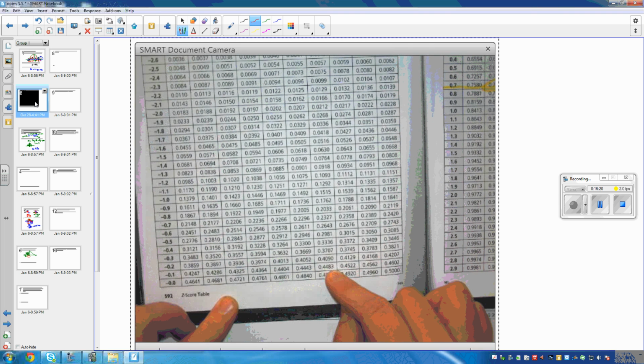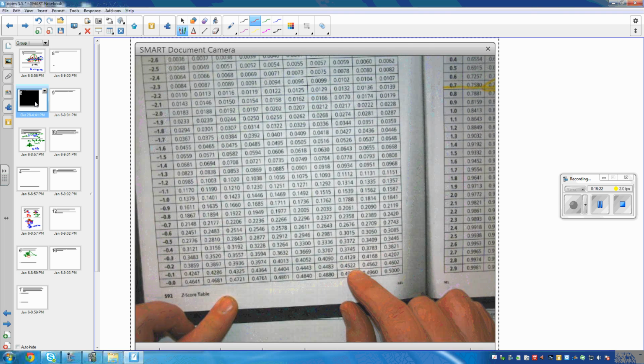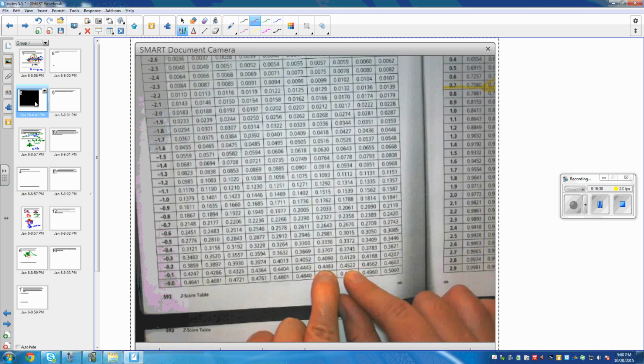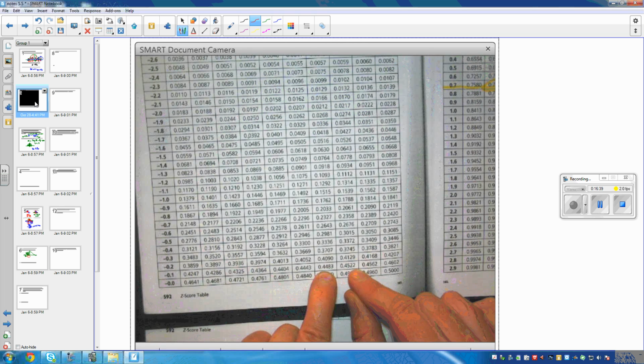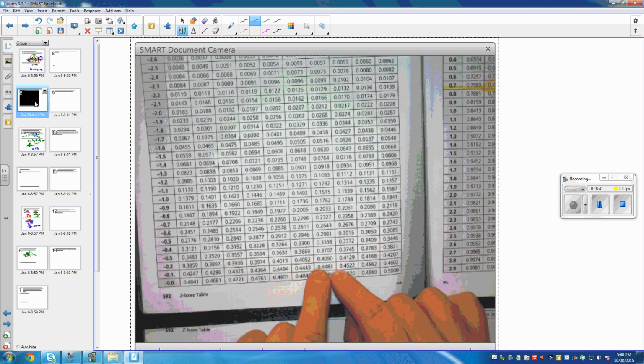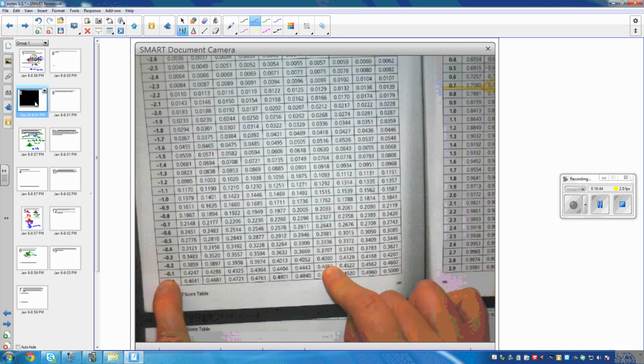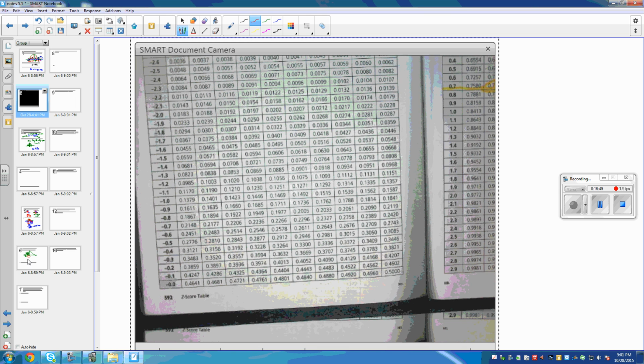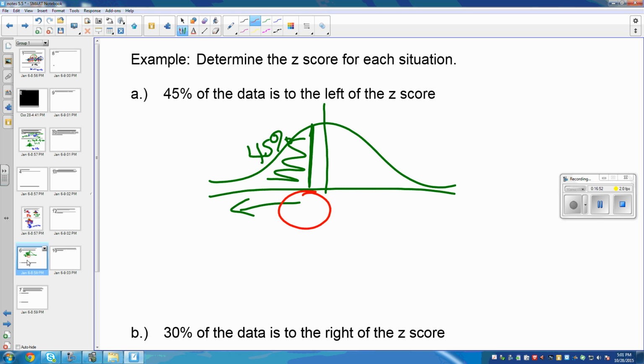So I'm kind of stuck in between 0.4483 and 0.4522. You know what we do? We pick the closest one. 0.4483 is about 0.0017 off. This is 0.0022 off. So it's actually this one. So it's negative 0.13. So the z-score will be negative 0.13. So you do the opposite. You look for the 45%, and then you read backwards to find your z-score.